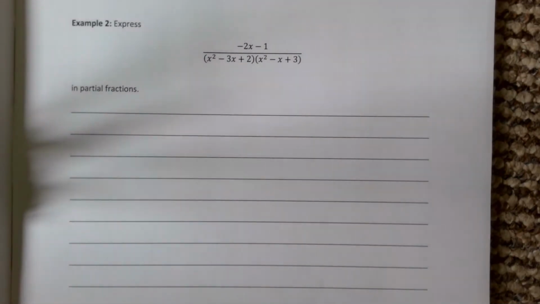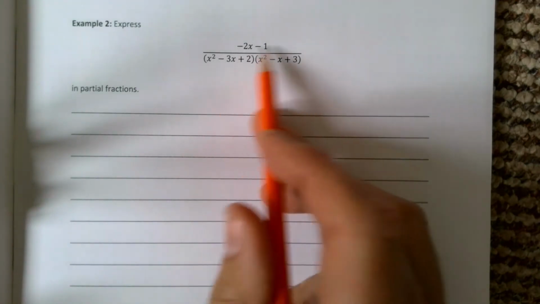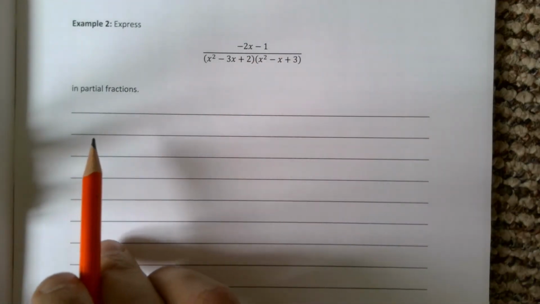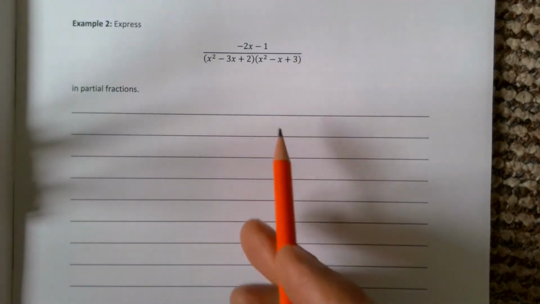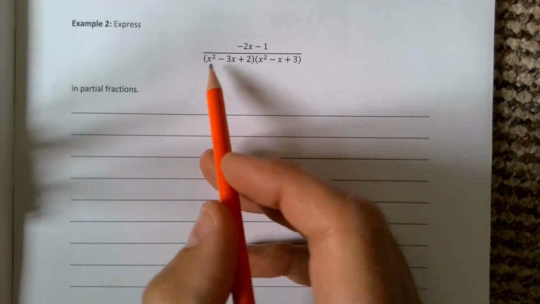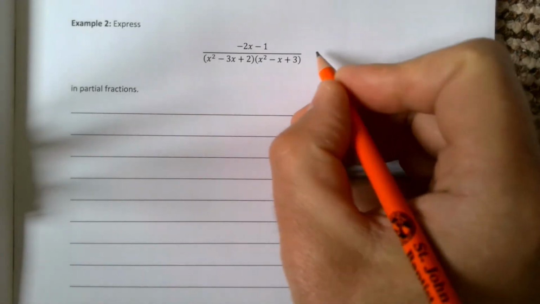Express minus 2x minus 1 all over those two big things in partial fractions. First thing we always check is the degree of the denominator. That's going to be the power four on the bottom, and up there is the linear, so we're all okay with that. One of these is reducible, so we can factorize this first one here, so that'll split up into its factors. So let's do that first, and then we can rewrite it.